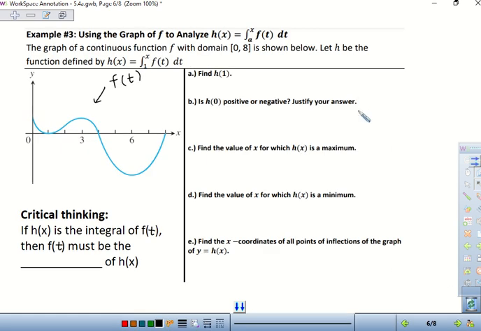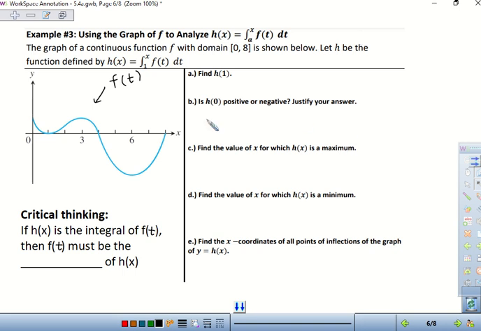Okay. Next one. So this is one of those fundamental theorem of calculus problems that pulls in all of your knowledge of derivatives and graphs. You remember all this stuff where we used to look at the graph and be like, oh, it's an inflection point and all that stuff? We're going to talk about that a little bit. So the graph of a continuous function f with domain from 0 to 8 is shown below. Let h be the function defined by h of x equals the integral from 1 to x of f of t dt. So this is one of those problems that looks really confusing when you first see it, okay? But it's actually not that bad.